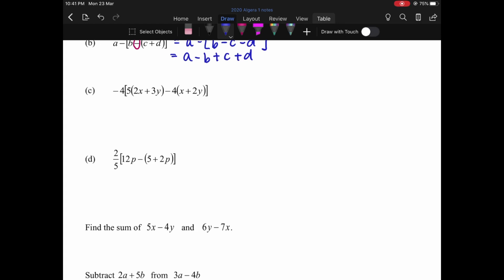Okay, so for part C, you need to distribute 5 into the innermost bracket first, and then minus 4 into the next set. So minus 4 outside. Okay, so distribute the 5, you will get 10x, 15y, minus 4x, minus 8y.